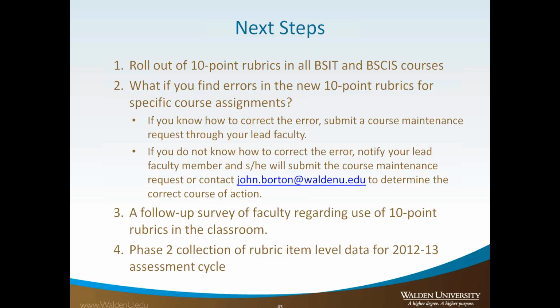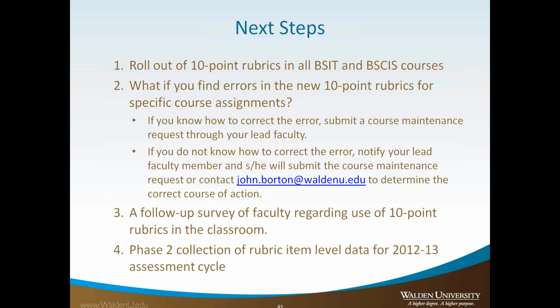So if you find an error, please submit a course maintenance form to your lead faculty member and get it corrected. If you're not sure how to do it, just notify your lead faculty member of the error, and he or she can submit the course maintenance request, or if necessary, contact me, and I can give you my opinion on it, or of course, John Statchell, the program director for the undergraduate programs. We will be doing a follow-up survey sometime during the March 4th term to get some feedback from faculty regarding the 10-point rubric and its effectiveness and any issues you may have with it.